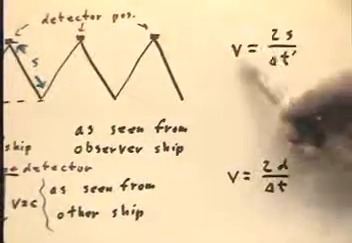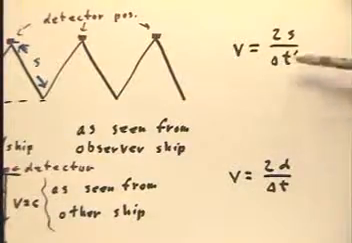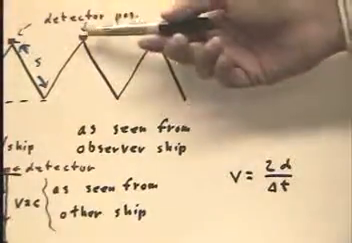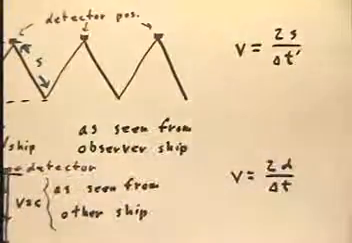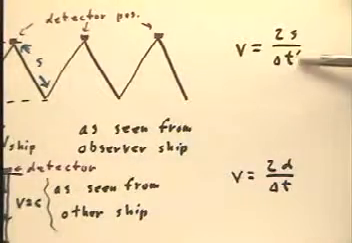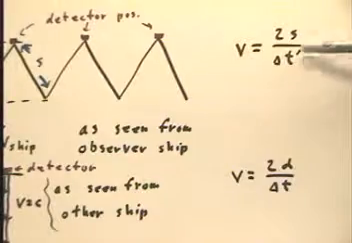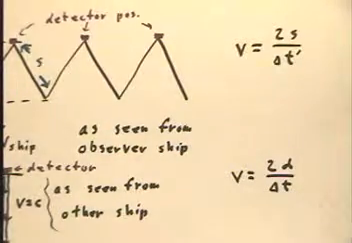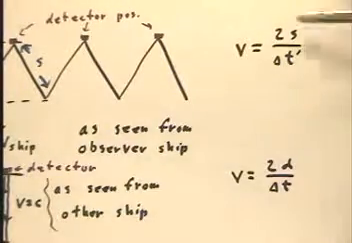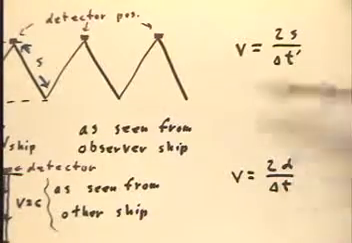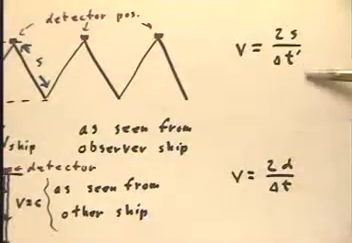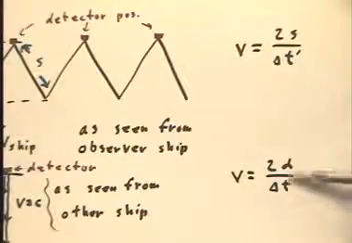The velocity v is the same in both cases, which means that the delta t that we observe between detections is going to be different than the delta t observed between detections in the ship. So we're going to call the delta t that we observe delta t prime. The delta t in the ship we'll just call delta t. Again, we draw the conclusion that since this distance is greater than this distance, and since the velocity has to be the same, that delta t prime has to be bigger than delta t.